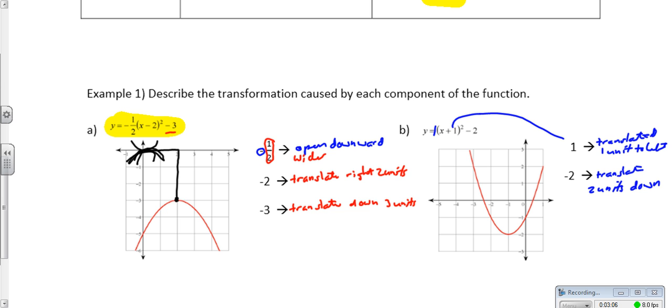Okay, so the graph was here. It shifted to the left 1 unit and down 2. So now here is the new vertex. It was at 0, 0, and now it's at -1, -2.